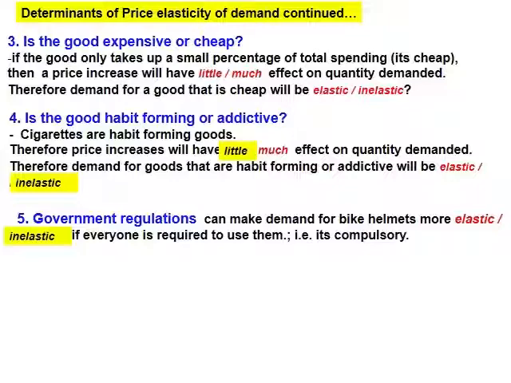And of course, government regulation is the final one. If the government makes a law saying you must do something, it's compulsory. So if the price goes up, you haven't got much choice. You have to buy it anyway because the government by law says you have to. So demand will be inelastic.